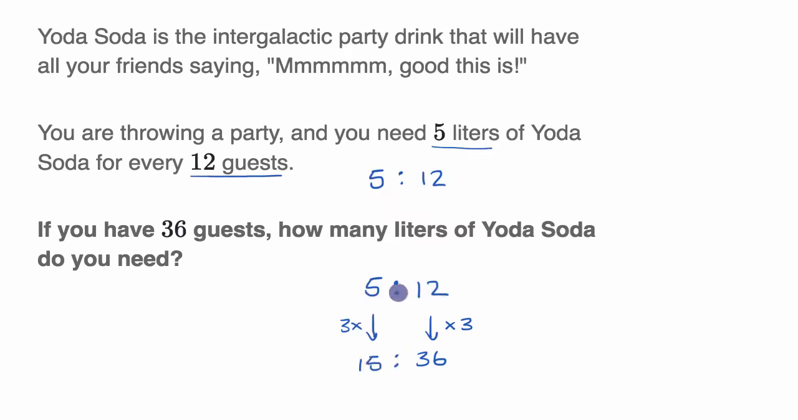5 liters for every 12 guests is the same thing as 15 liters for every 36 guests. So to answer that question, how many liters do you need? You need 15 liters. Let's do another one of these.